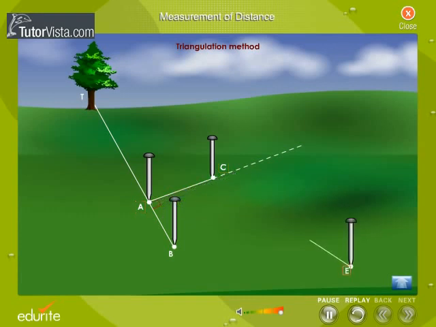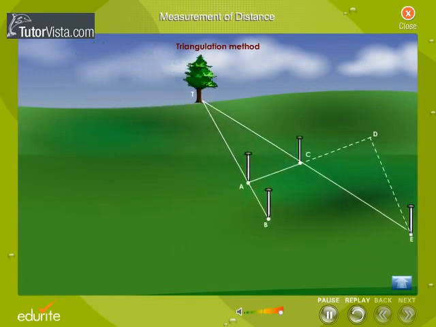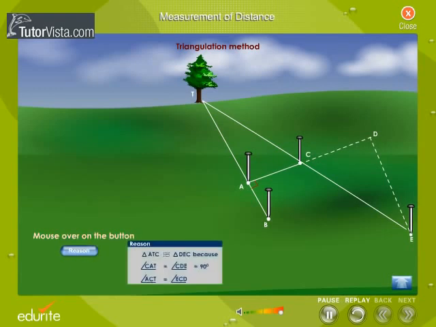Fix another stake E such that the tree and the stakes C and E are in a straight line. Join the points. We get a right angle triangle CDE. The two triangles ATC and CED are similar. From the properties of similar triangles, we get AT by DE is equal to AC by DC. Now measure AC, DC and DE and calculate AT using the formula AT is equal to AC by DC into DE.